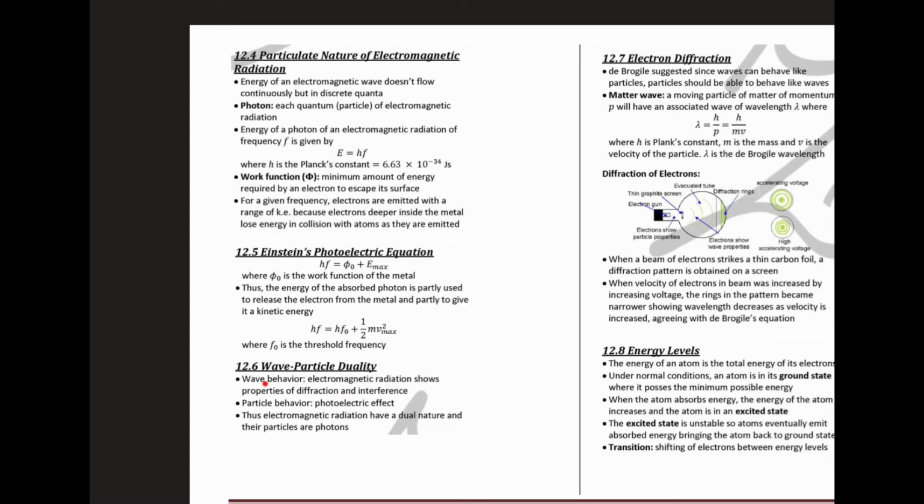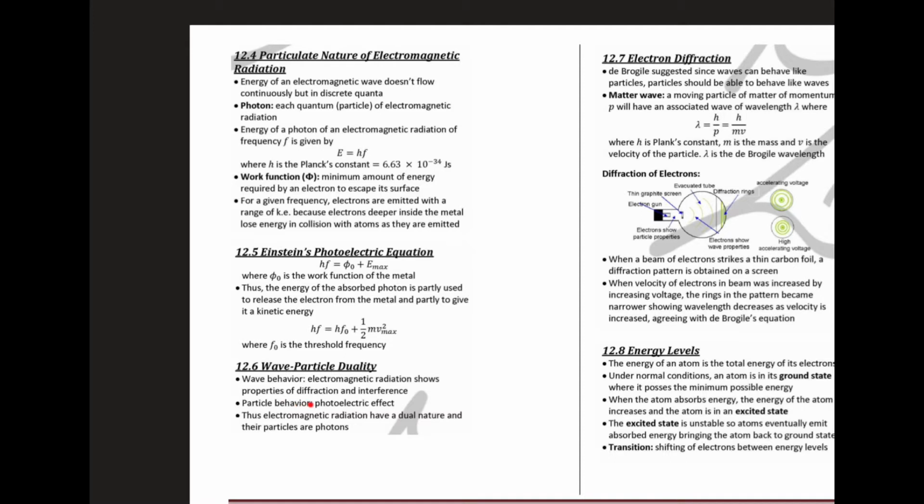The electromagnetic radiation, the UV light that shines on the metal, has wave behavior because diffraction and interference happen to the UV light. Of course that is something we should know already from AS physics. UV light is electromagnetic radiation, so it is a wave. A wave goes through diffraction and interference. But it has particle behavior also.